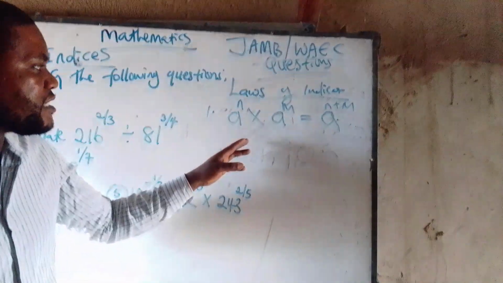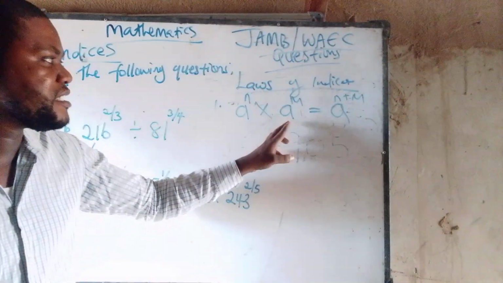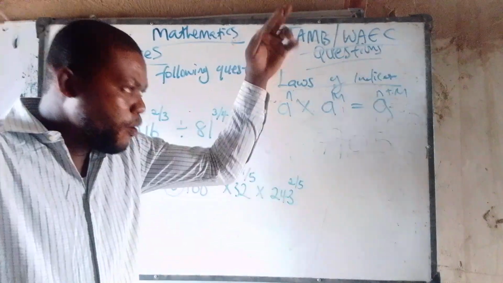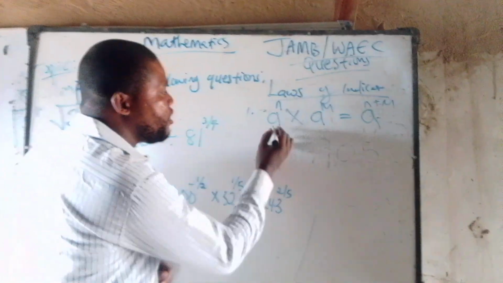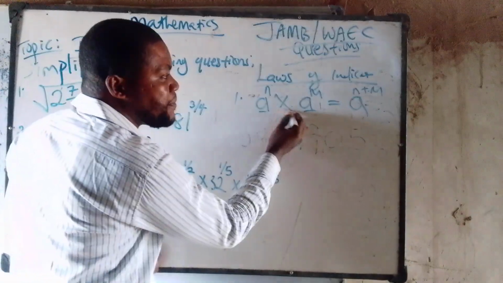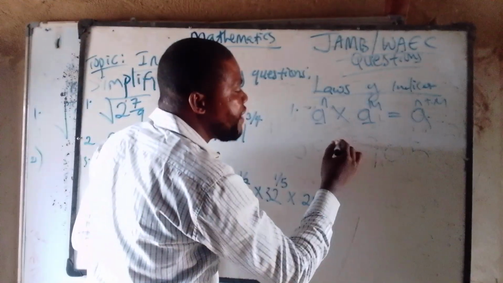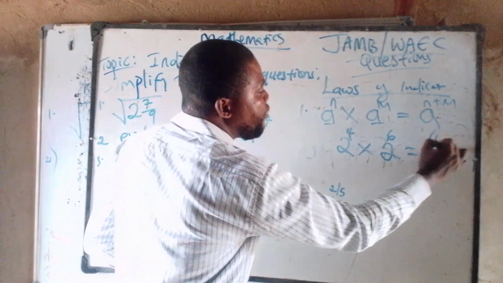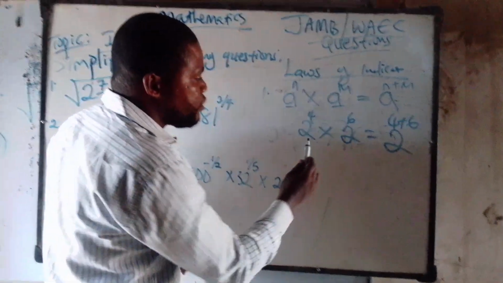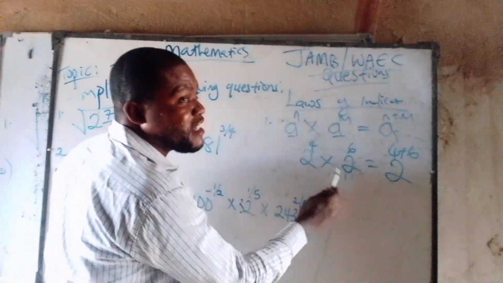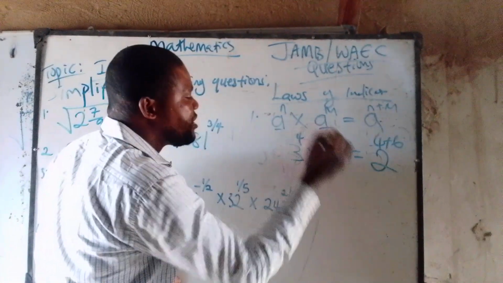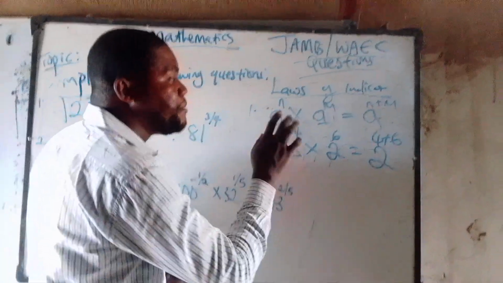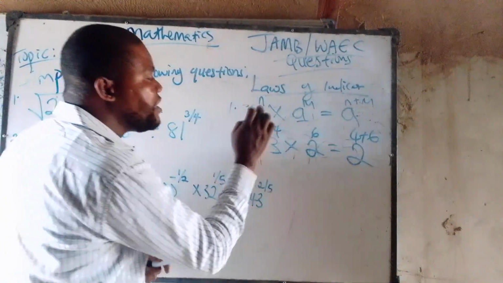First of all, the first law is this: so long as I have the same base and I'm multiplying, I'll add their powers. The base must be the same, and I must multiply. So if I have 2 raised to the power of 4 times 2 raised to the power of 6, what will I do? 2 raised to the power of 4 plus 6. So long as I have 2 here and 2 as the base. But if here happens to be 3, I can't bring out 2. This law is only applicable when the bases are the same.